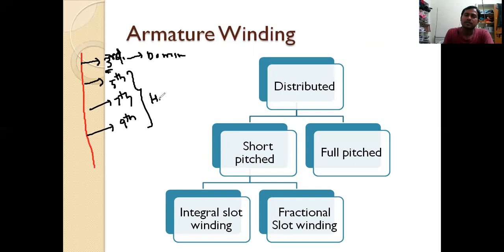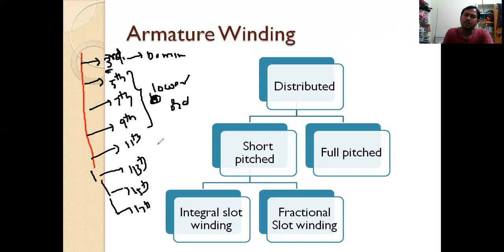These are the lower order harmonics, nothing but up to the 11th. Next, after the 11th, the 13th, 15th, 17th, these are all higher order harmonics. So majorly these harmonics, third, fifth, seventh, ninth, will affect the sinusoidal shape. So to get a pure sinusoidal waveform, we need to eliminate these harmonics.